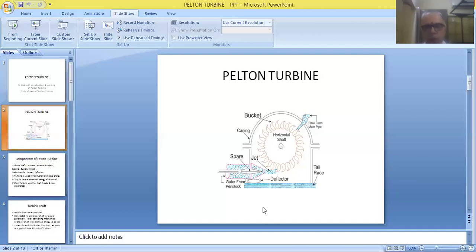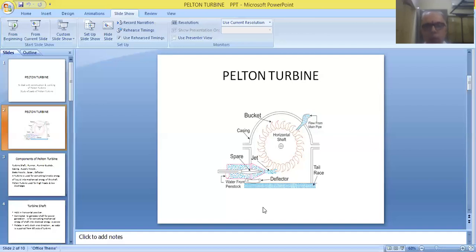So when the turbine is in running condition, initially the turbine will be converting fluid energy into mechanical energy of the shaft, and finally the generator will be converting mechanical energy of the shaft into electrical energy. So this is the general arrangement of a turbine that is coupled with the generator.